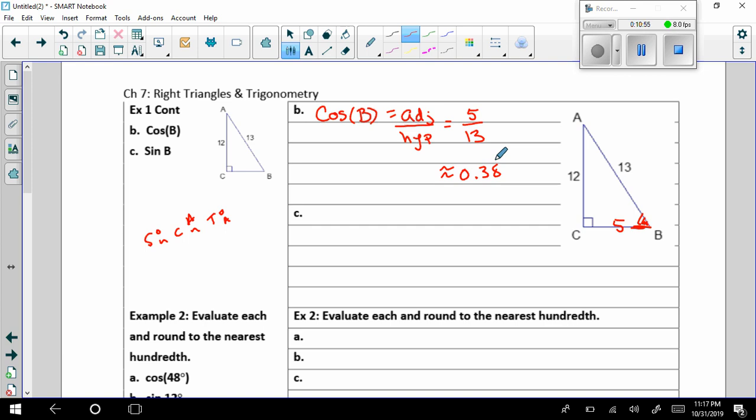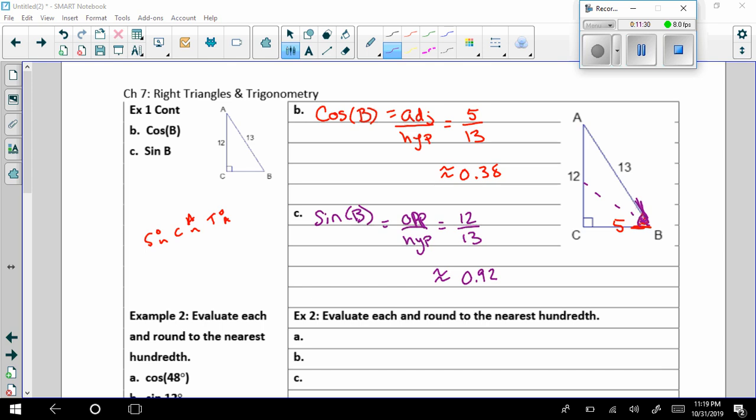All right, and then last one, sine of B. We still have B as your angle of interest. Sine is opposite over hypotenuse. So opposite to B is the 12. Hypotenuse is 13. So 12 over 13, which is approximate. Right, so approximately 0.92.